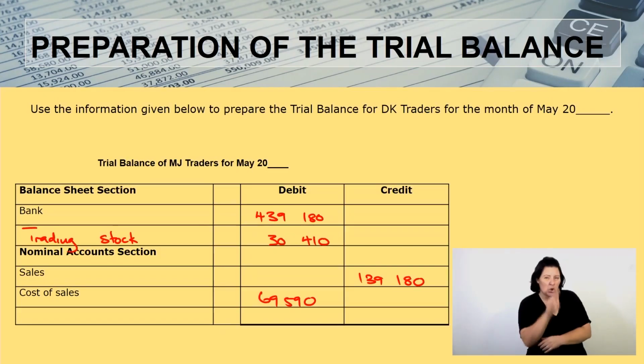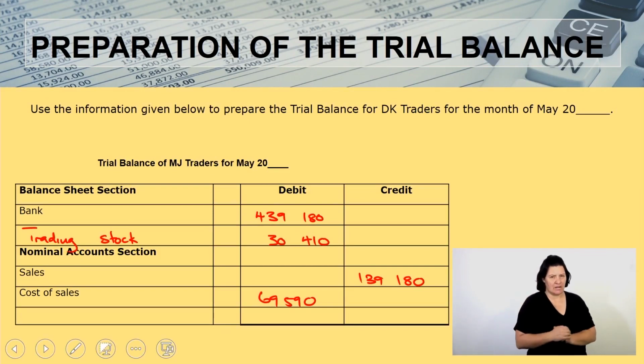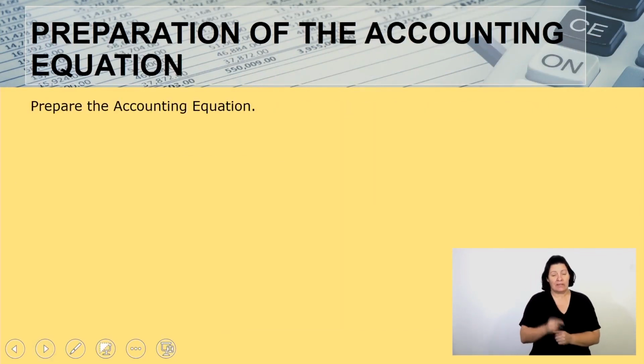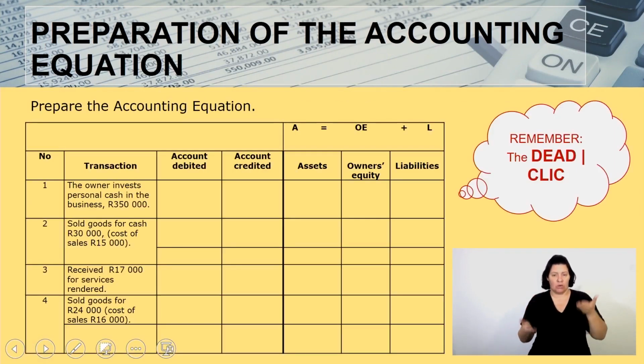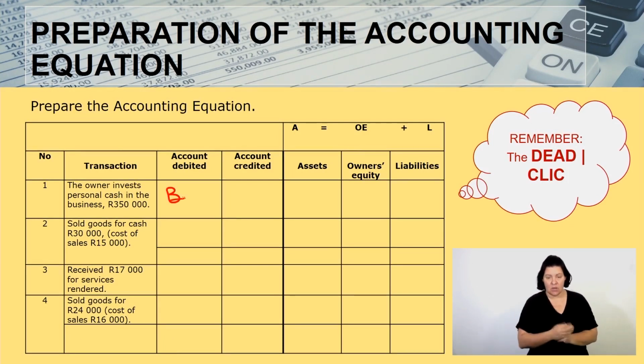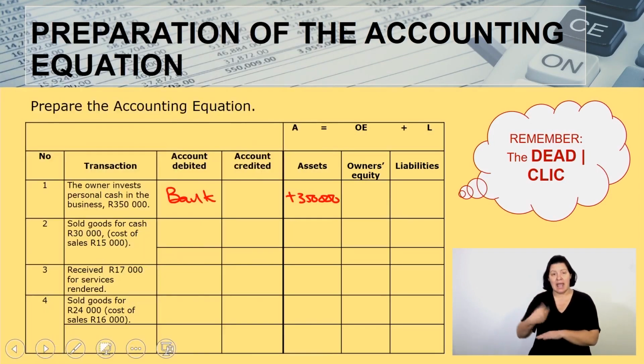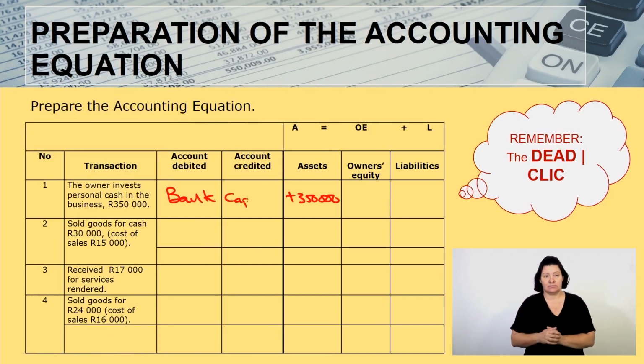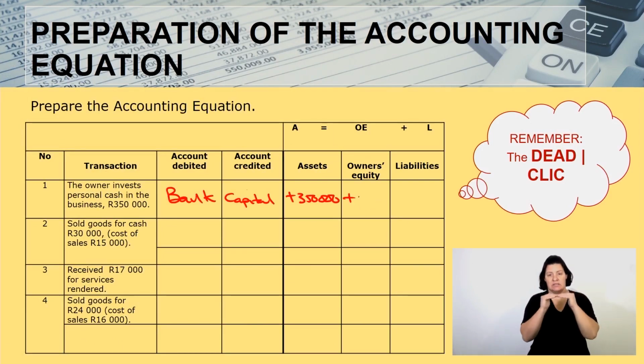I want us to quickly look at something now which is very interesting as we are about to go for another ad break. And this is the accounting equation. Okay? I want us to quickly do this. Number one, it reads, the owner invests personal cash into the business. We did one like this before. Okay, CRJ, we are receiving bank, which once it's bank, assets, plus 350. Okay, account credited, capital. Okay, let's quickly come back. We are back. Here it's capital, and then capital affects owner's equity plus 350.